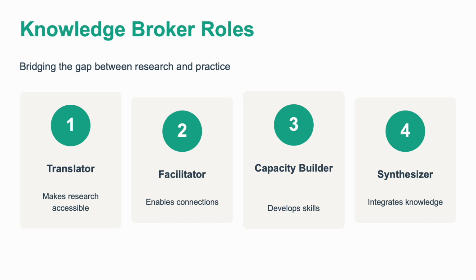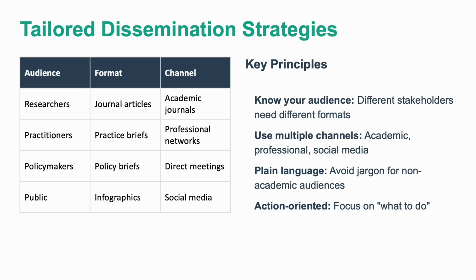Effective knowledge brokers speak both languages, research and practice. They understand both worlds' constraints, priorities, and success metrics. One size doesn't fit all in dissemination. Different audiences need different formats and channels. Researchers want journal articles in academic journals.